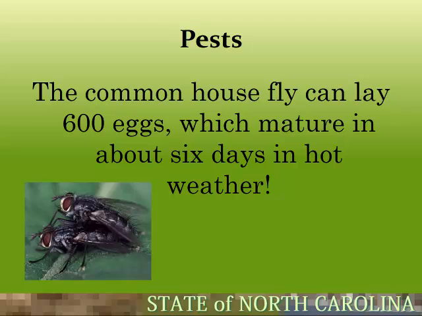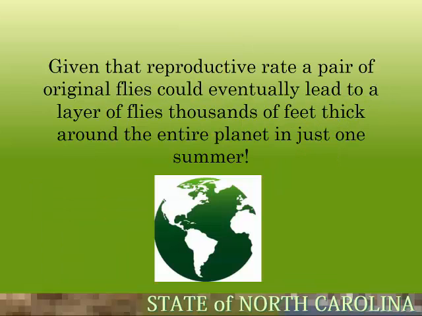Think of that reproductive rate. Seriously, think about that in 6 days. So you have 600 eggs, which in another 6 days have laid 600 eggs. Given that reproductive rate, that original pair of flies could eventually create a layer of flies thousands of feet thick or deep around the entire planet in just one summer.